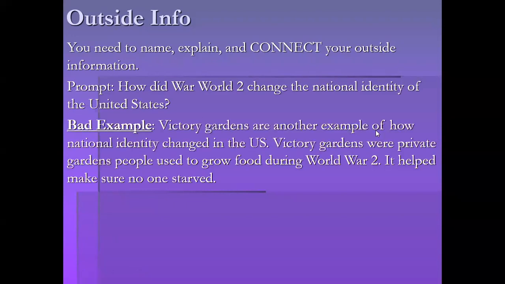Here's a bad example. Victory Gardens are another example of how national identity changed in the United States. That's your name. Explain: Victory Gardens were private gardens used to grow food during World War II. That's your definition. But then some of you guys had stuff like this: that helped make sure no one starved. And that's just a very weak overall answer when it comes to explaining how this leads to national identity.